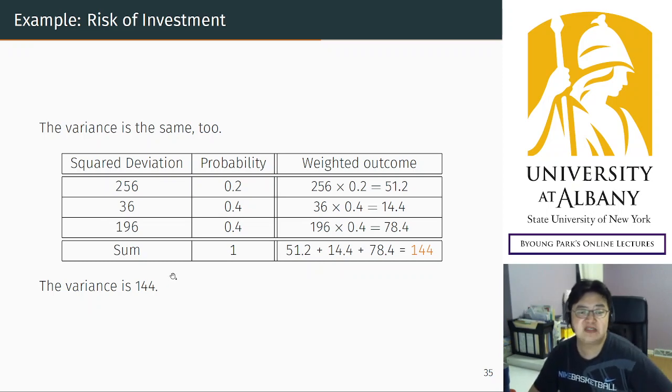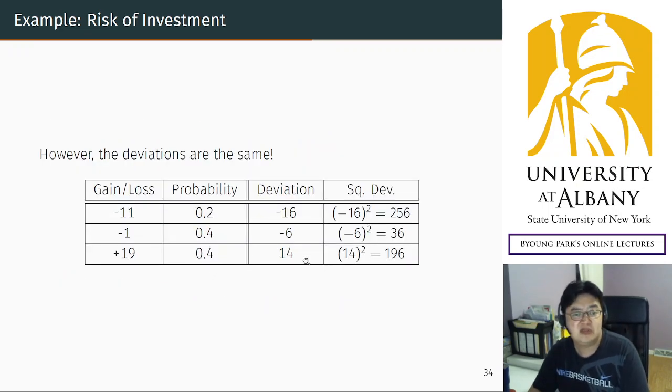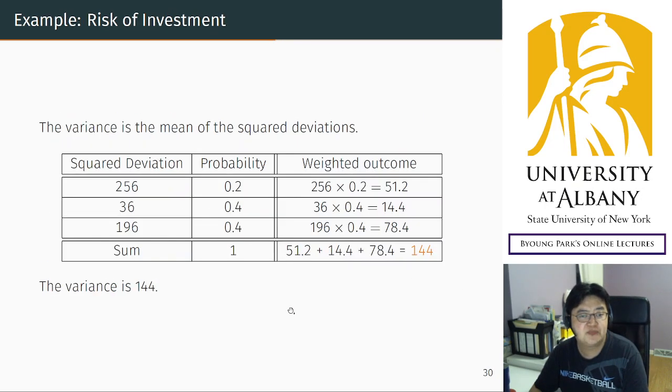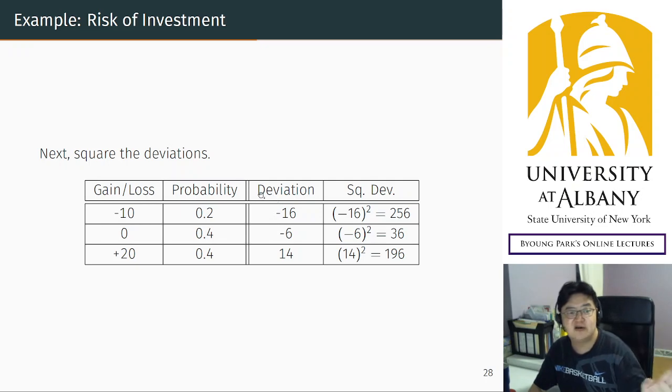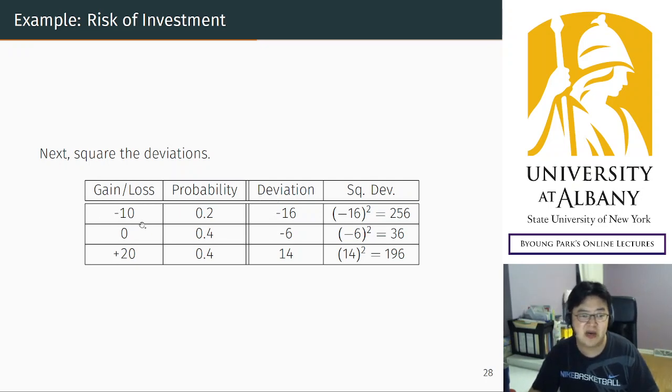So what we learned is even if we subtract 1 from all the outcomes, it does not affect the variance, right? Let me compare. Here there are deviations and squared deviations. Remember those numbers: minus 16, minus 6, plus 14. And go back, no difference, right? This is the original example, minus 10, 0, 20, and the deviations are the same. So automatically the squared deviations would be the same, right?